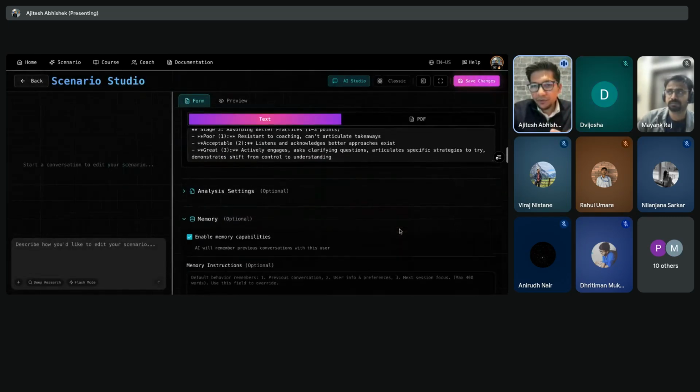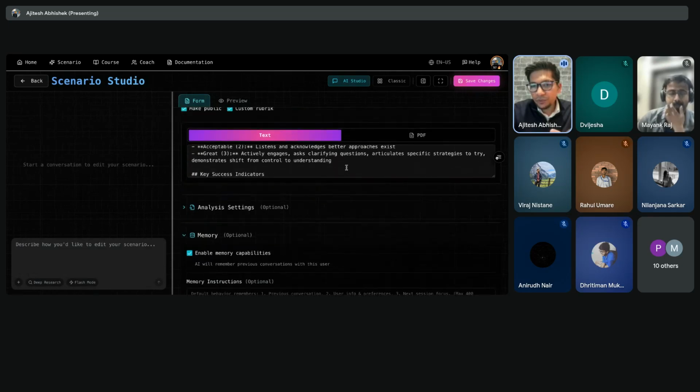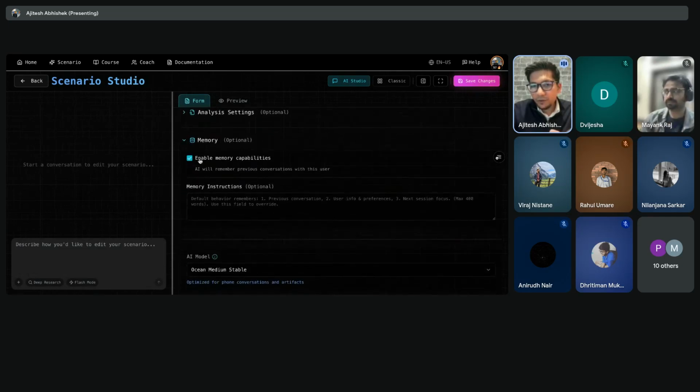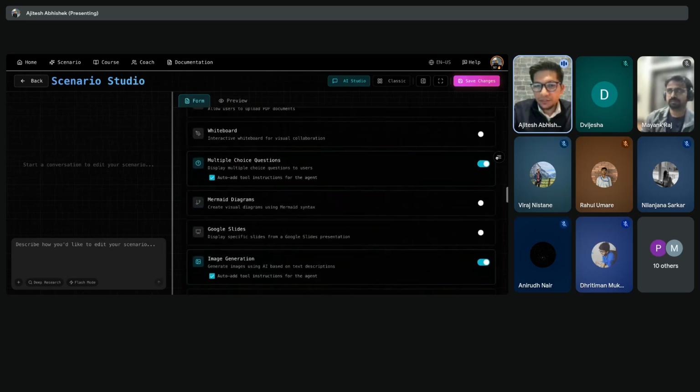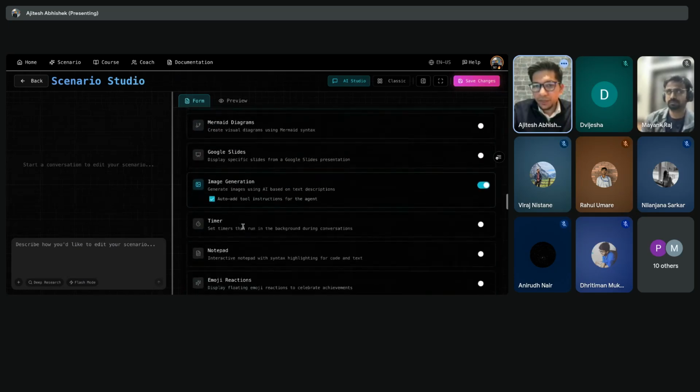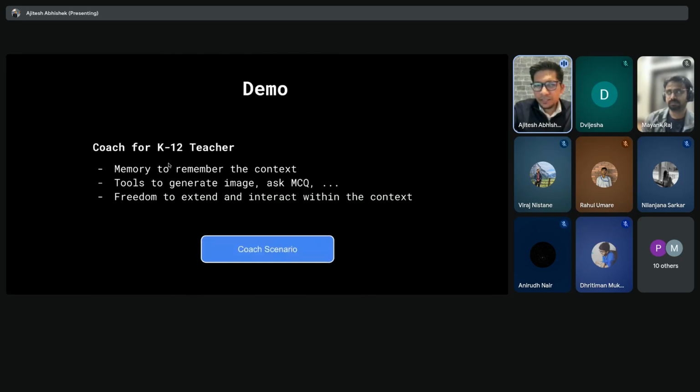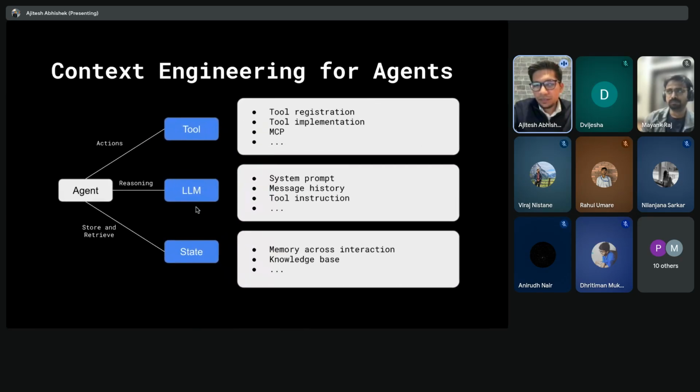And then I have defined what rubric it should use to measure. And then memory, which in our case is just a tick box, but we'll discuss the concept of how we have created it. And then I have given it certain tools like MCQ tools and an image generation tool, which it used today in this particular session.